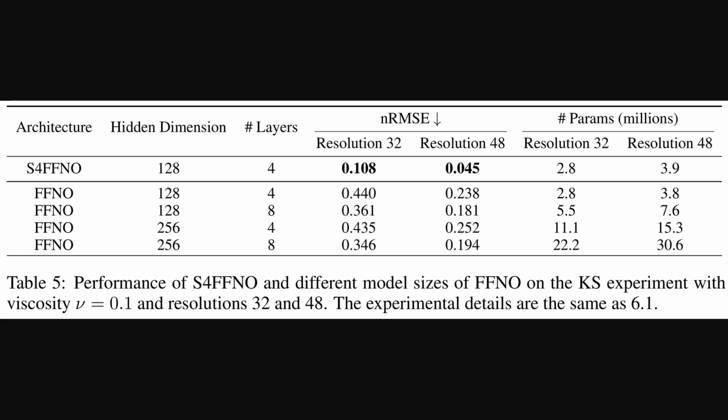Okay, so following on from how that heat map showed us when memory should be most useful, this table gives us a direct performance comparison. It's looking at the Kuramoto-Sivashinsky experiment again, with a specific viscosity. We see the S4FFNO model, that's the one with memory, compared against several versions of the factorized Fourier neural operator, or FFNO, which doesn't have memory, at different sizes. The key thing here is the normalized root mean squared error, a measure of prediction error where lower is better, and the number of parameters, which tells us model complexity. Notice how S4FFNO achieves much lower error, especially at resolution 32, even compared to FFNO models that are much larger.